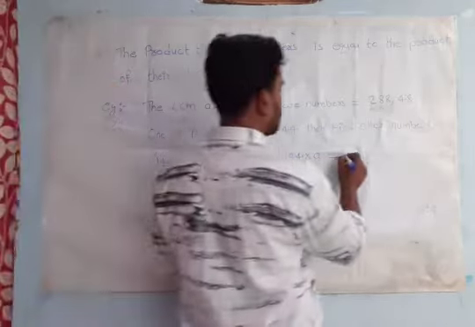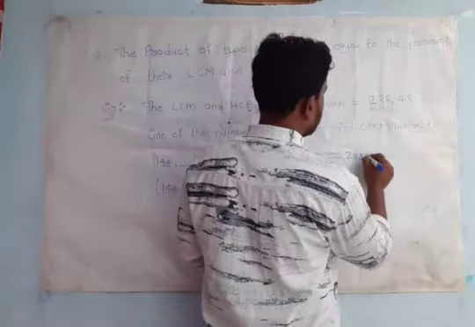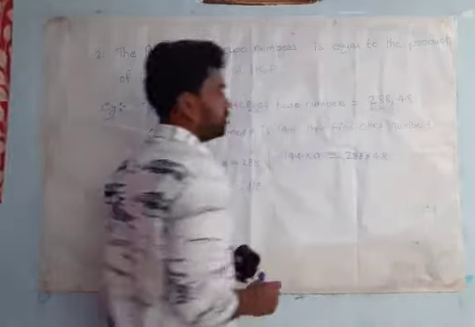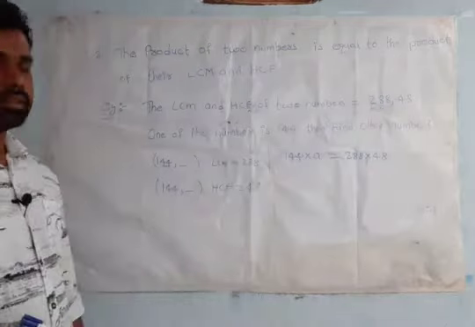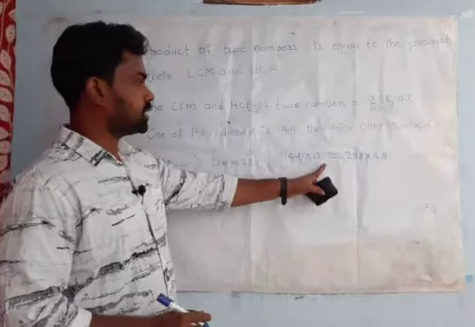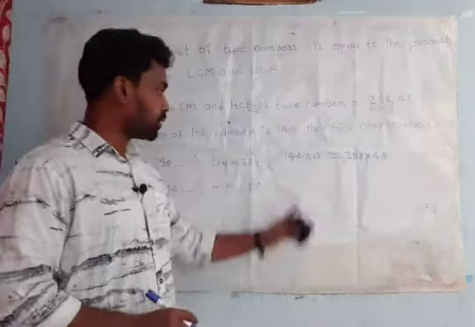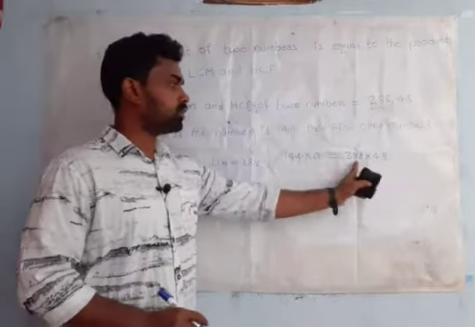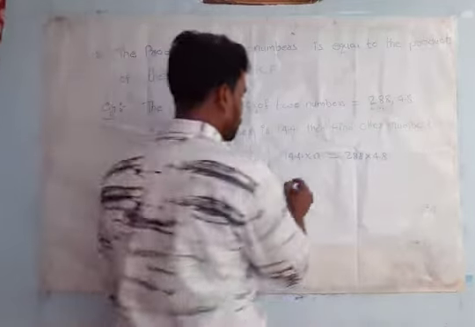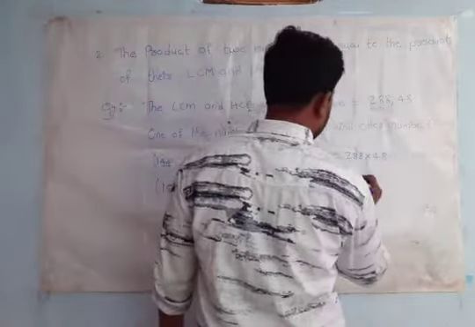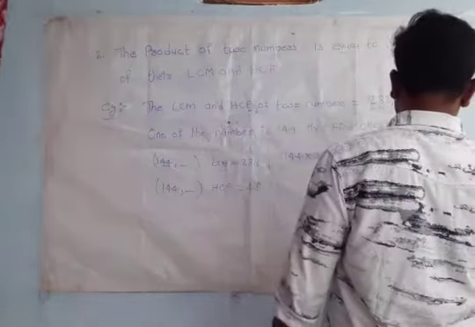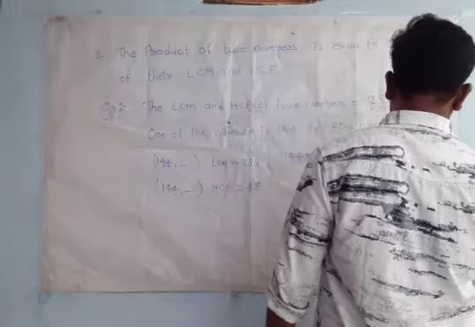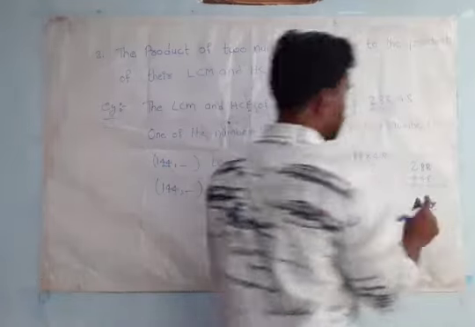What is the product of LCM and HCF? Product means we have to multiply. This product is equal to this product: the product of these two numbers is equal to the product of LCM and HCF. Now we have to find the product of this. In the rough work, you do the multiplication: 288 into 48.